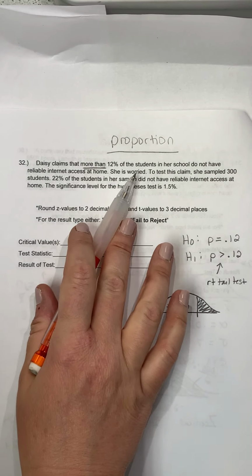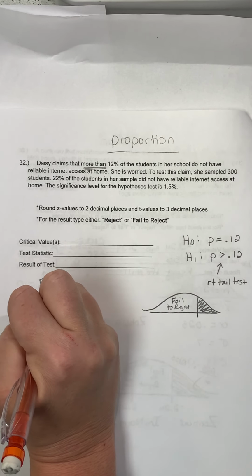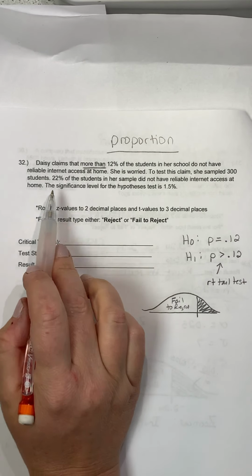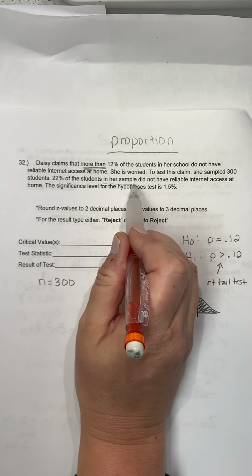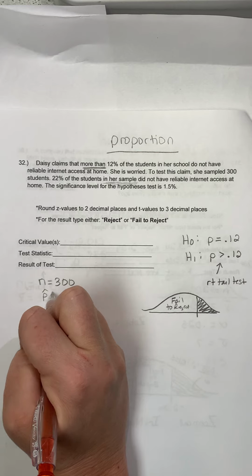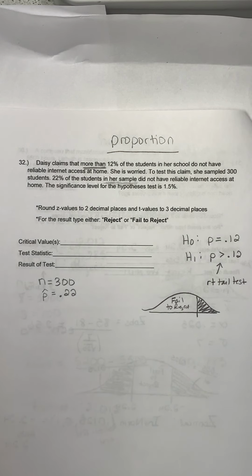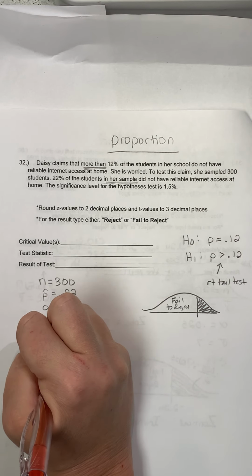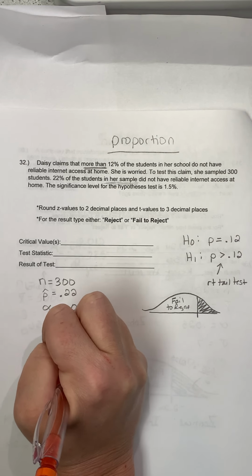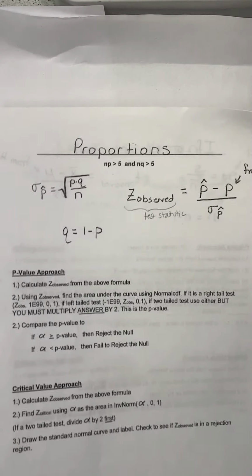Okay, so Daisy's worried. To test this claim, she sampled 300 students. Okay, 22% of the students in her sample. So this percent relates to the sample. That means that is P hat, the sample proportion. Make it into a decimal. That many did not have reliable access at home. The significance level, that's our alpha, is 1.5%. So you're going to need to make that a decimal. Okay, there we go. Now, we're going to turn our little cheat sheet paper over to proportion.